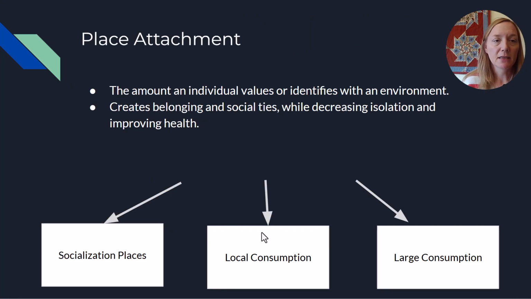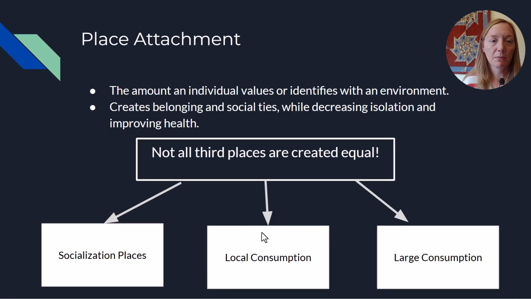All right, with that in mind, let's talk about place attachment. Place attachment is something that occurs when you feel attached to the place. So it's the amount an individual values or identifies with an environment. It creates belonging, social ties. It's also going to decrease isolation and you're going to improve your health. So the more attached you feel to a third place, the more it's going to assist in your socialization, make you feel good about yourself, decrease how alone you feel, how lonely you feel.